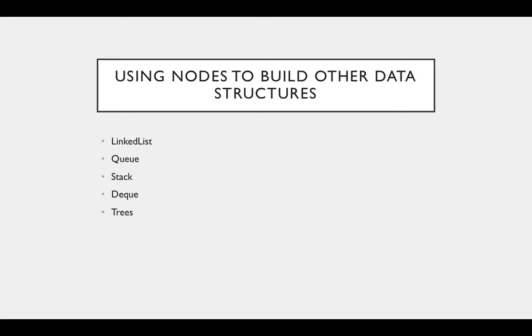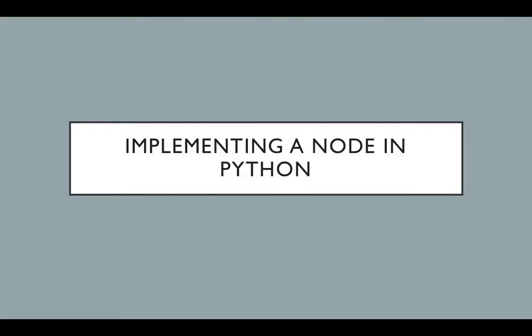Now, some of the data structures that we can build using nodes include linked lists, queues, stacks, and decks. I've already implemented queues and stacks using nodes, so you can look at my previous videos if you want to see that. And then trees also. We haven't talked about trees, and that's another subject we'll cover on another day. It's a bit of a hefty subject, and we can implement trees using nodes. So let's get started by implementing the node class in Python.